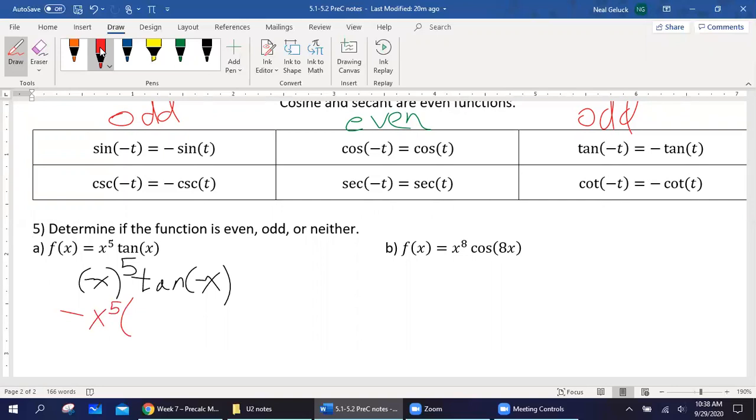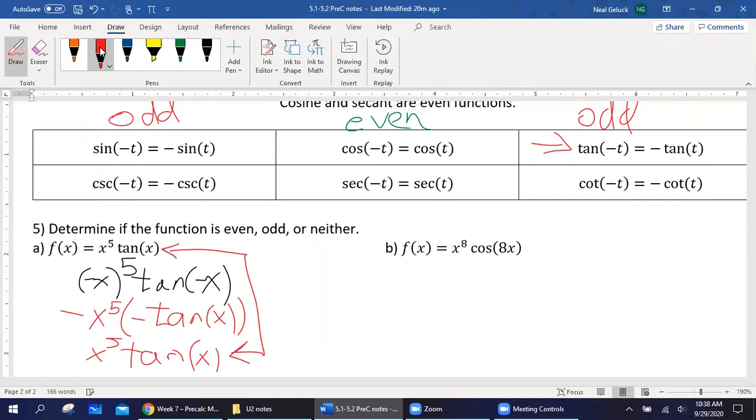Well, tangent of negative x, according to my table, the negative comes out. And now if you notice, I have a negative times a negative, which is positive. I go right back to where I started. So this overall function, I got the exact same thing out that I started with. This overall function, x to the fifth tangent x, is even. Again, if you get the same thing back that you started with, it's even.